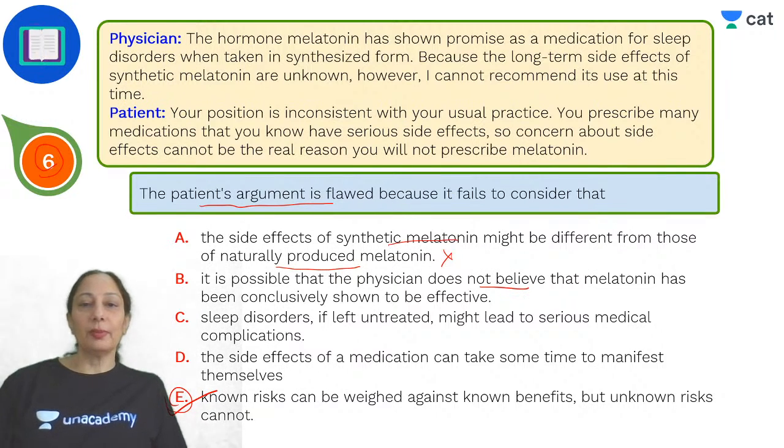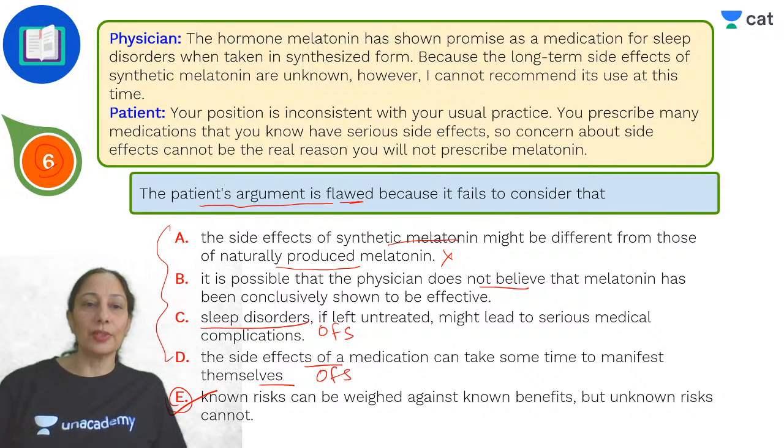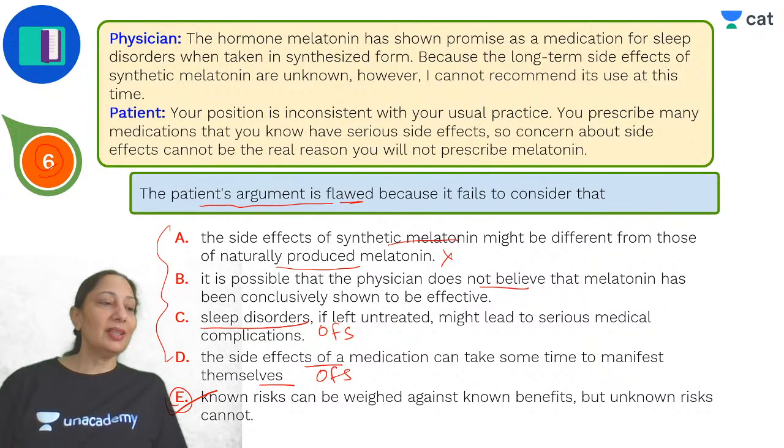Sleep disorders might lead to serious medical complications is talking about sleep disorders. It is not bringing out the flaw in the argument. The side effects of a medication can take some time to manifest themselves is again out of scope. Even if you eliminate options, guys, very easily, all of these are out of scope. This is saying known risk can be weighed against unknown risks, but unknown risk cannot be. So this is what he's trying to say in E. Correct, the side effect is unknown, Sakshi. You got the understanding? Correct, Sakshi. That is why we don't prescribe melatonin. So therefore the answer is E, guys.